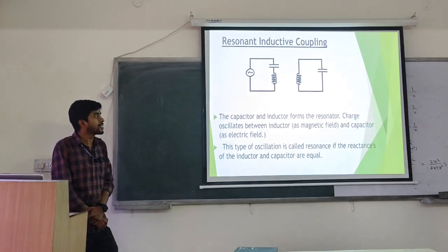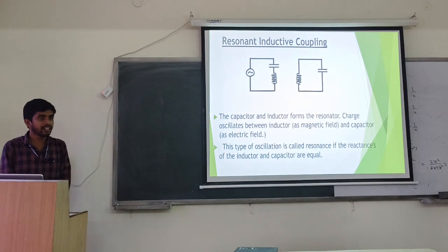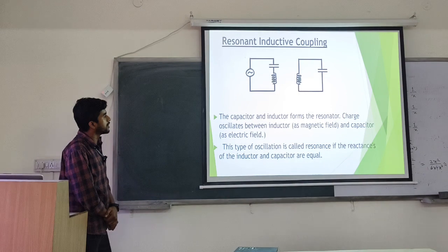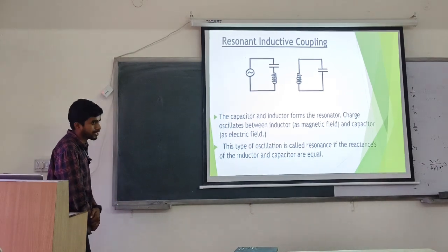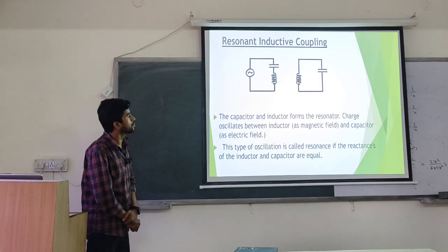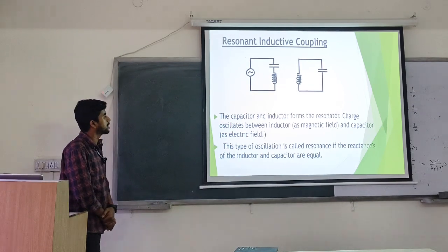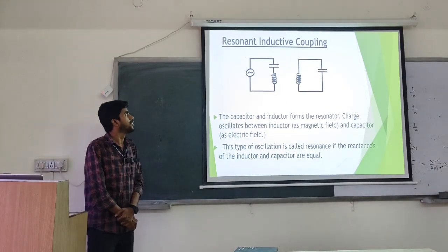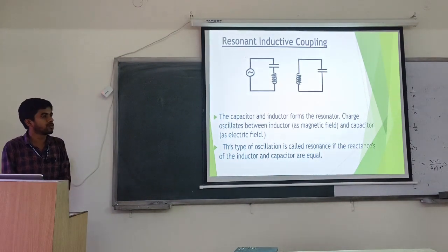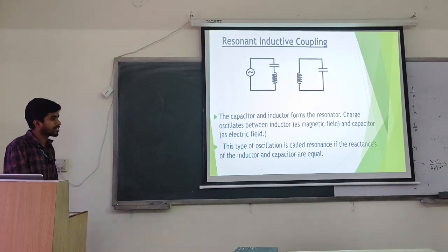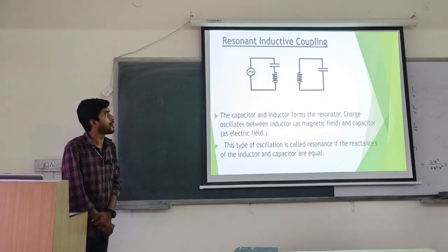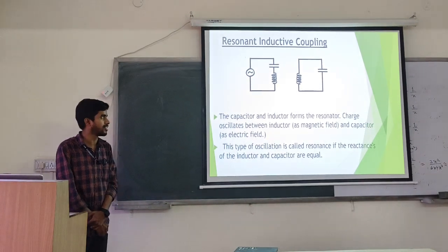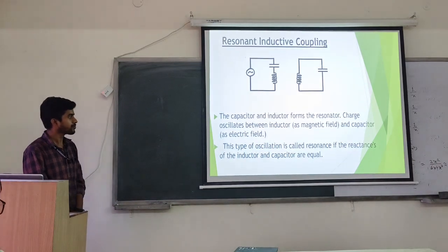We know the capacitor stores the charge, and it oscillates the charge in the form of an electric field. In the inductor, the charge oscillates in the form of a magnetic field. So the capacitor and inductor both form a resonator. This type of oscillation is called resonance if the reactance of the inductor and capacitor is equal. When the reactance of the inductor and capacitor becomes equal, only then is this condition known as resonance. During resonance, the power transfer is maximum, and the efficiency is about 90 to 97%. Only about 3% loss takes place.